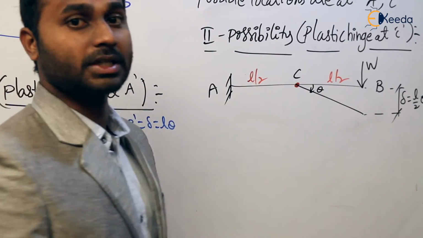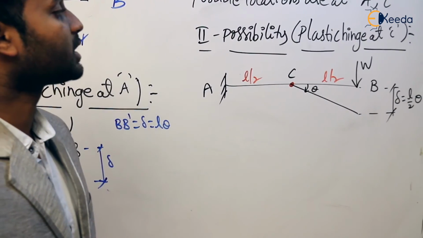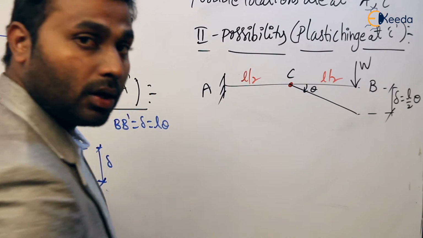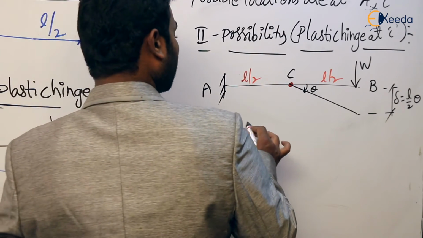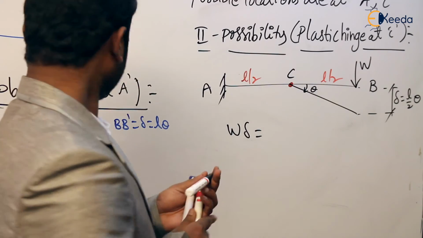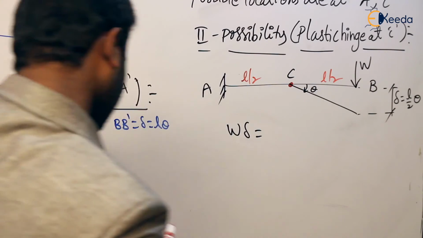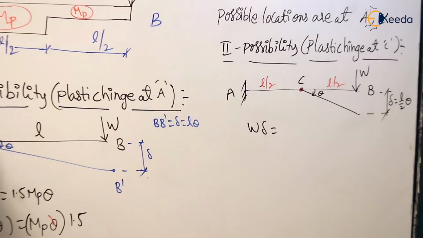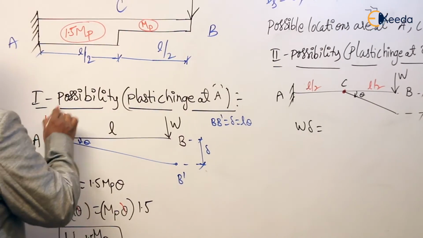Principle of virtual work means external work is equal to internal work. So the external work is done by that load W, so W into delta. Now internal work. So internal work is done by MP. So now in the diagram also we modify; in the diagram also write 1.5.